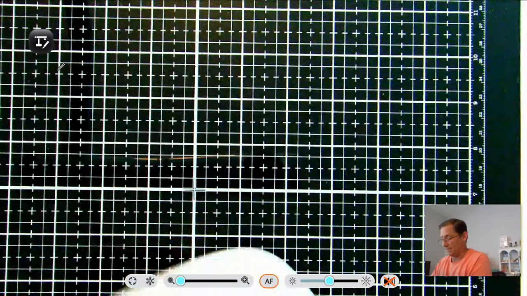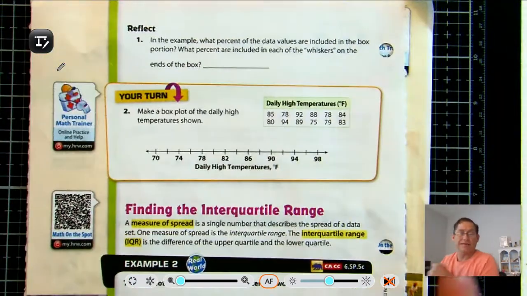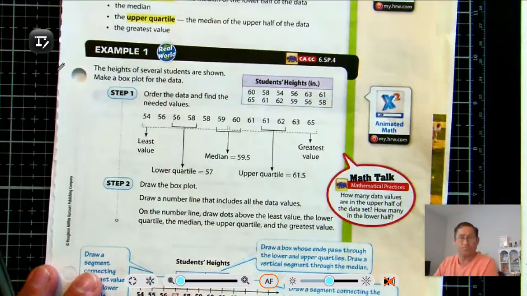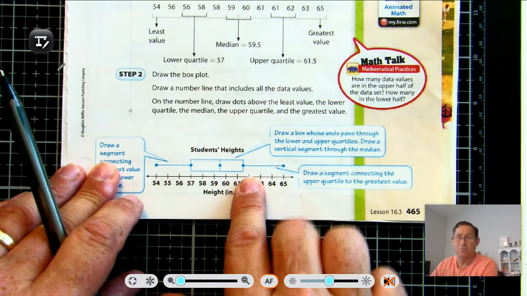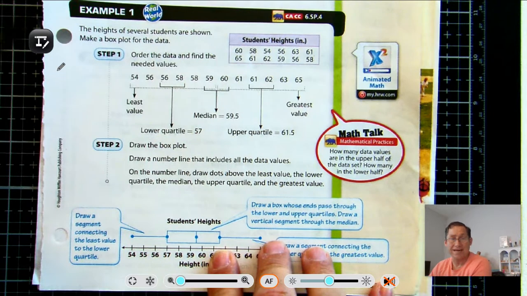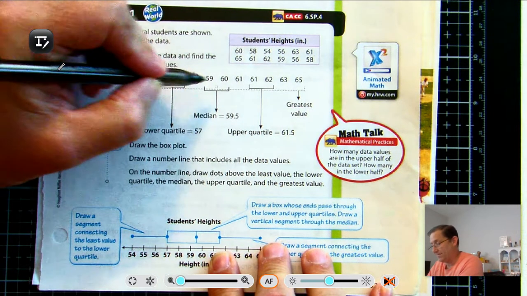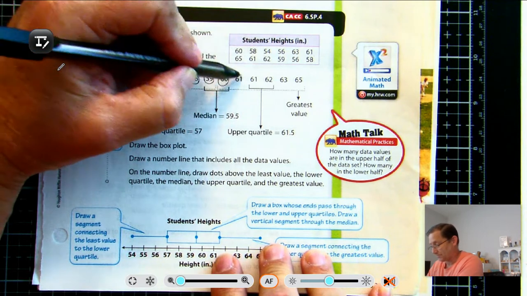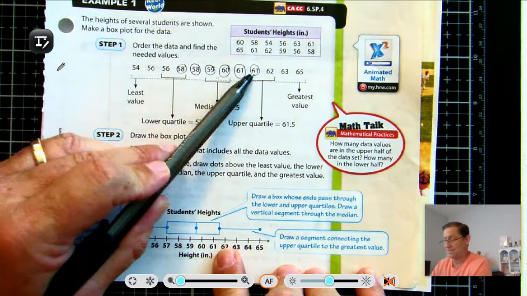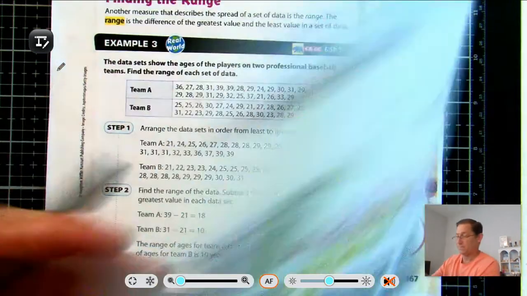All right, so let's go ahead and try some problems here. In the example, what percent of the data values are included in the box portion? And then what percent are included in each of the whiskers on the end of the box? All right, so let's turn that over and look at it. In the box, we have values from 57 to 61 and a half. So what percent of those values are inside the box? Well, 58, 59, 60, 61, 62 is outside the box. So we have 2, 4, 6 values. Well, 6 out of 12, that's 50%, right?